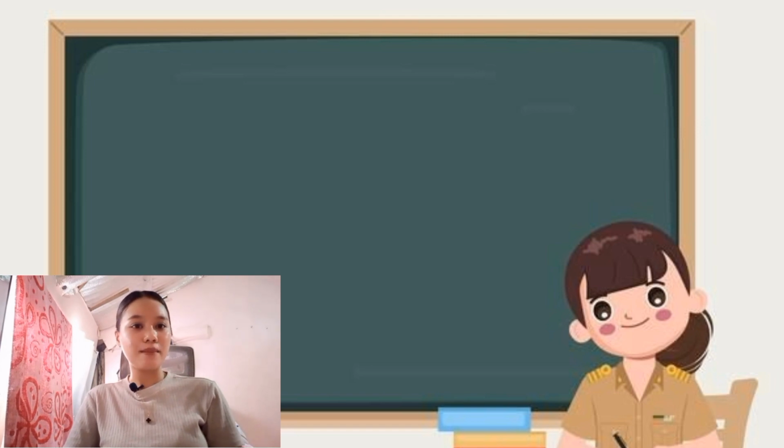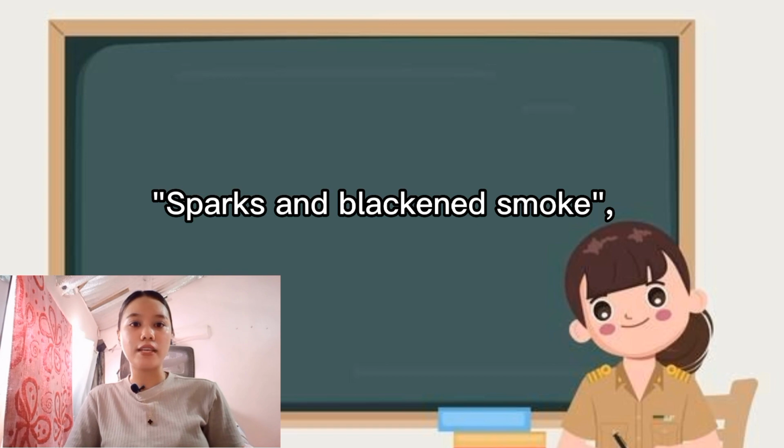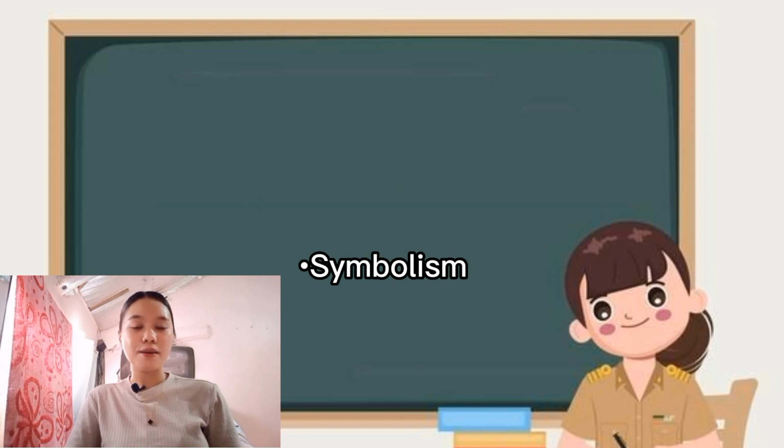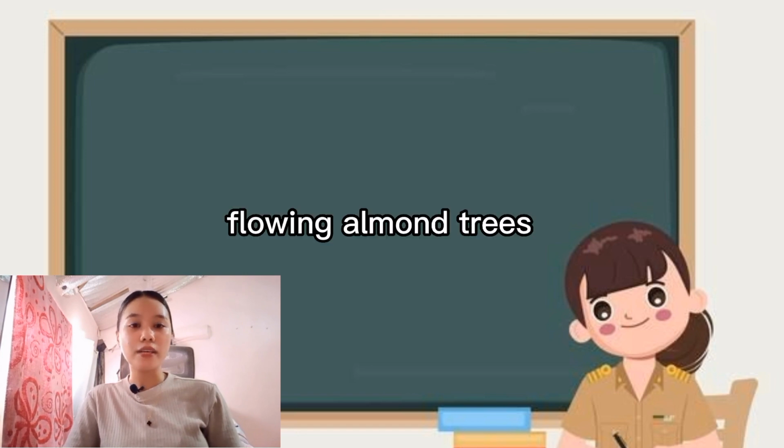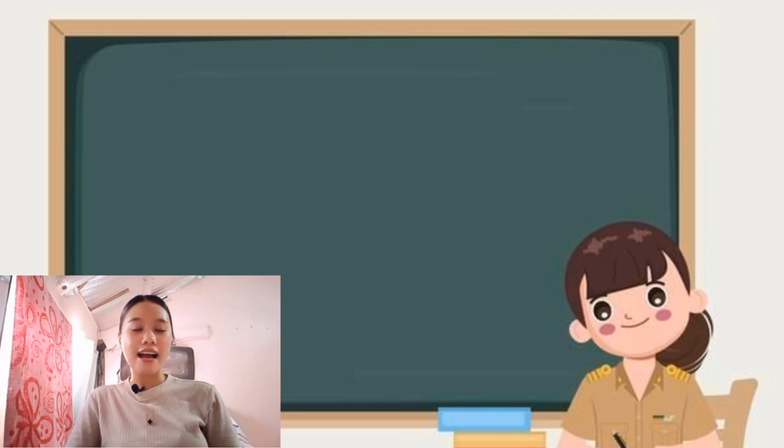You get the correct elements of the first 3 chosen lines, but let us move on to another line. Sparks and blackened smoke. What is the element used in here? Perfect, symbolism, because it symbolizes the hardships of the speaker. Okay, another one. Flowing almond trees. Yes, assonance because of its sounds.